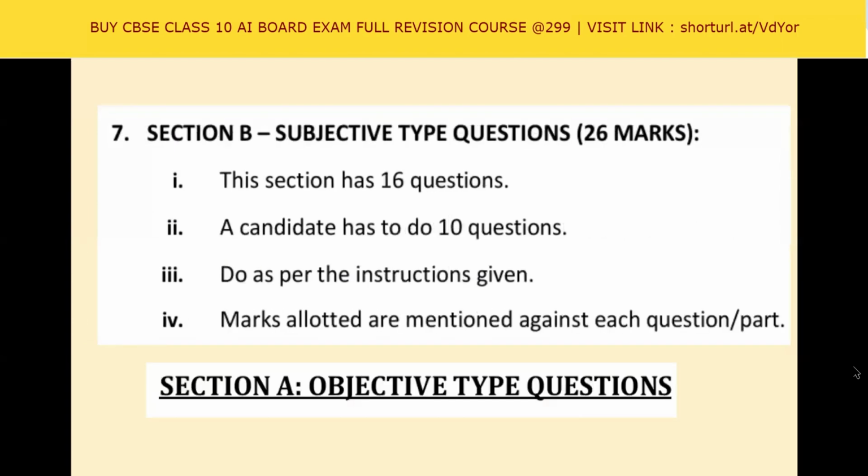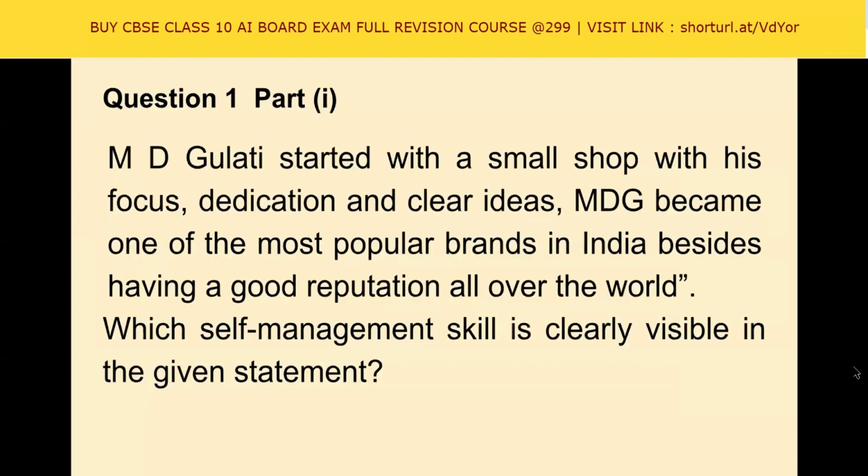We will discuss this paper first here, one by one, the questions which are there in the section. Section A has 16 questions and the candidate has to do 10 questions as per the instruction. Now let's see. Section B has 26 questions, and there you have 10 questions to do. So let's start section A, objective type questions.